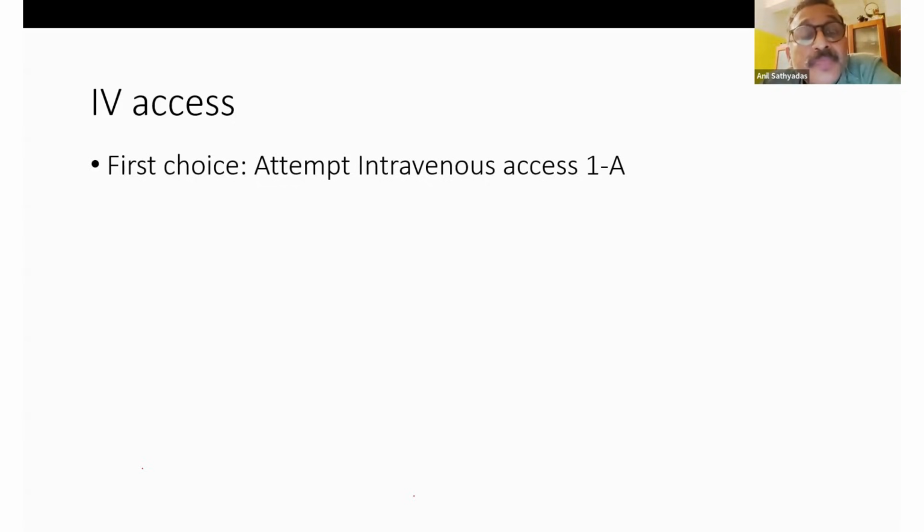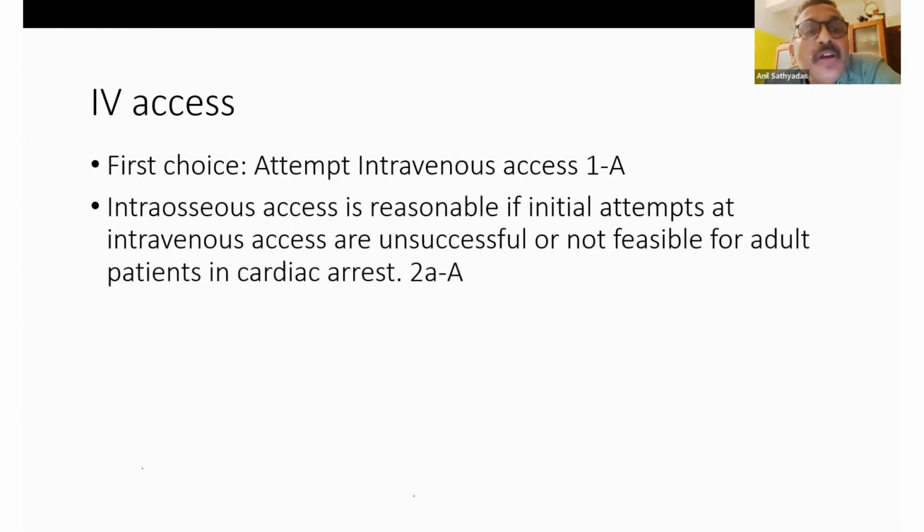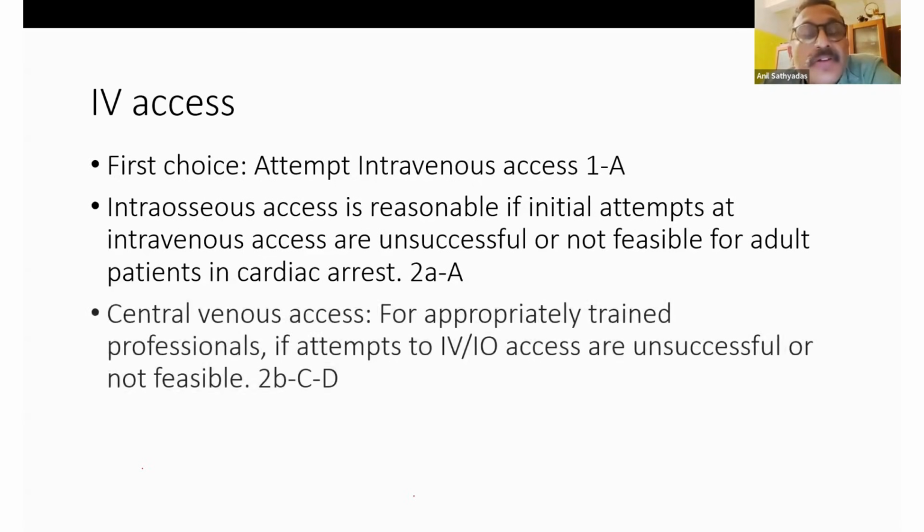It should be done. Okay. And what they say here is that IV is better than intraosseous. If you don't get IV, you go for intraosseous. So the first attempt is always intravenous. Intraosseous is reasonable if the initial attempts at intravenous access are unsuccessful or not feasible, then you can go for an intraosseous for adult patients. That is a class of recommendation and level of evidence.